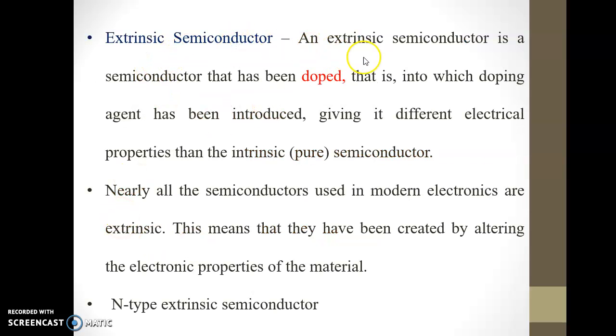And the extrinsic semiconductor is a semiconductor that has been doped. It could be doped with either the third group or the fifth group. They are not pure semiconductors, and they have different electrical properties than the intrinsic semiconductor. Nearly all the semiconductors used in modern electronics are extrinsic. This means they have been created by altering the electronic properties of the materials. So we have two types of extrinsic semiconductors: one is N-type, another one is P-type, based on what silicon or germanium is doped with.